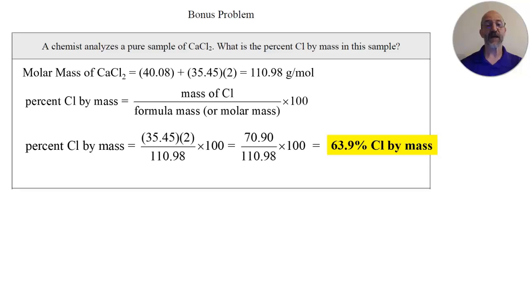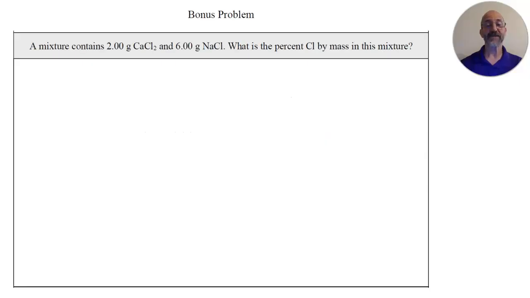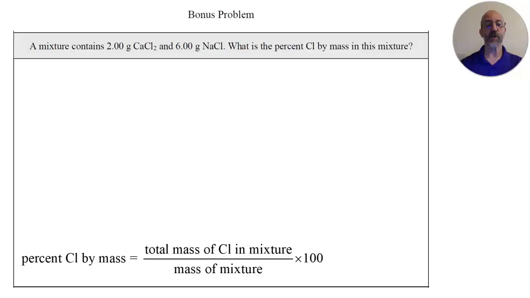Now, that was a pure substance. This next question is about a mixture. So what is the percent chlorine by mass in a mixture that contains 2 grams of calcium chloride and 6 grams of sodium chloride? So the percent chlorine by mass in the mixture will be the total mass of chlorine in the mixture divided by the entire mass of the mixture, which is going to be 8 grams in this case. So 2 plus 6 is 8.